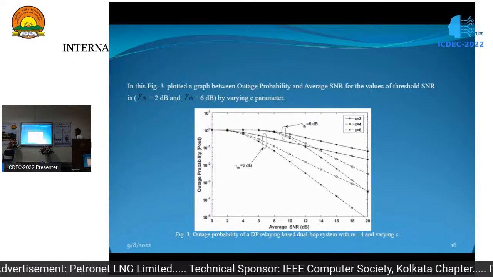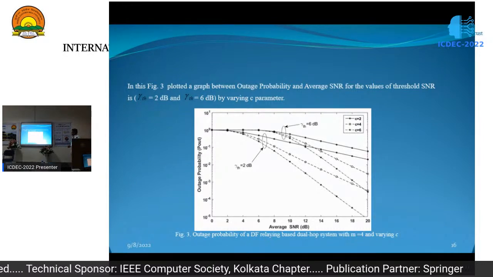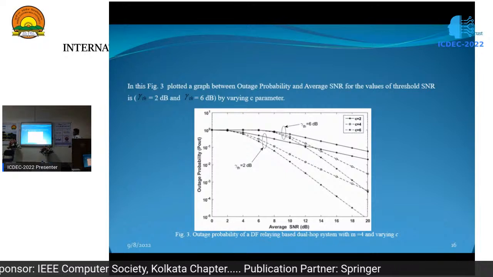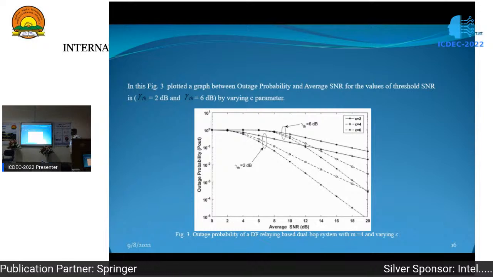Okay, so now tell me from this graph, for which value of SNR corresponding to the outage probability we are going to recommend for system design.